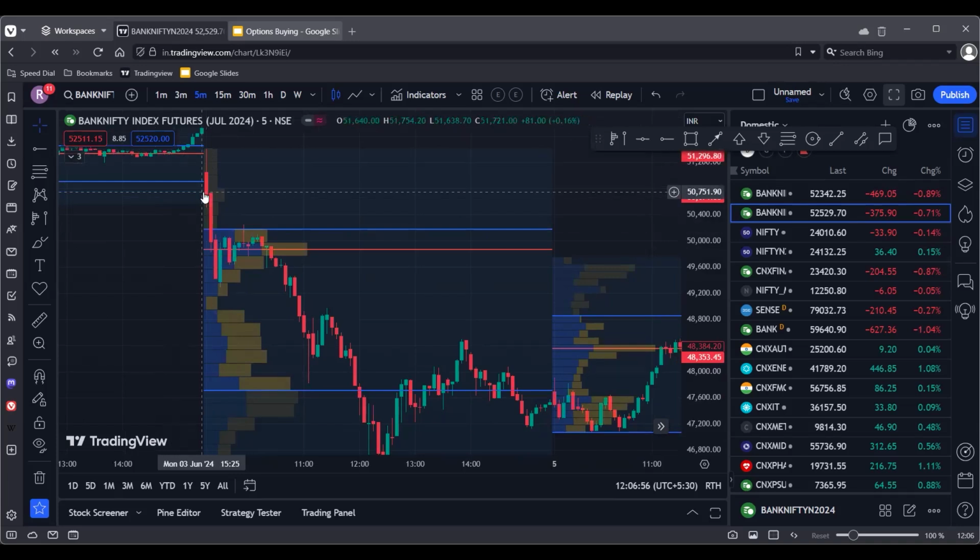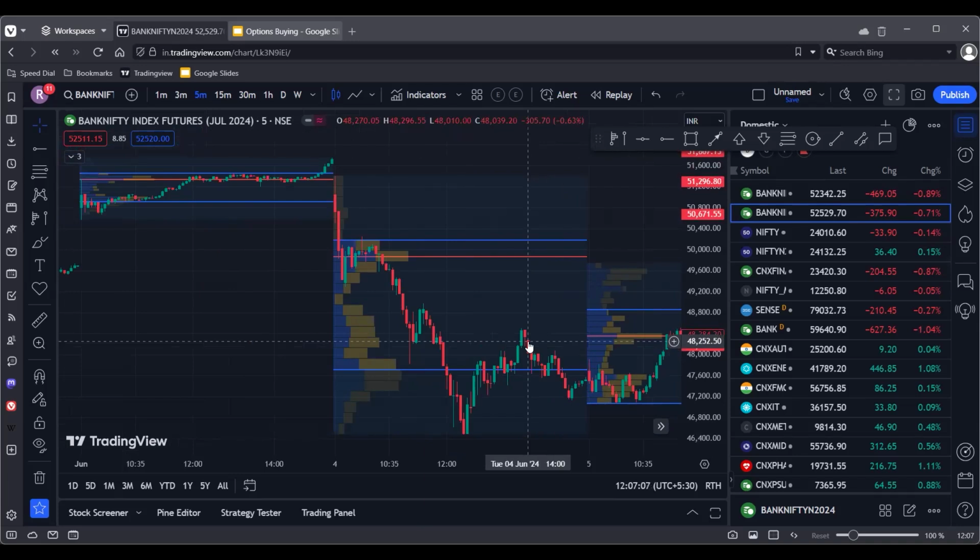Okay, this is also an opportunity. On 1 minute time frame, it gave a wonderful pullback and continuation. Look at this 5 minute time frame. Simple pullback and continuation. You just had to hold on to this trade.